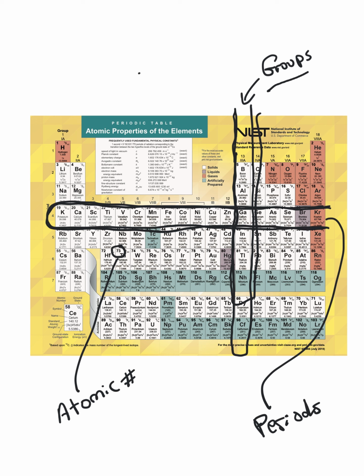In each element, you can see the atomic number. So if you remember, the atomic number is the number of protons. And each element has a unique number of protons. So if I change the number of protons in an atom, it no longer is the same element. I can, however, change the number of electrons or change the number of neutrons, and it would not change the identity of the element.